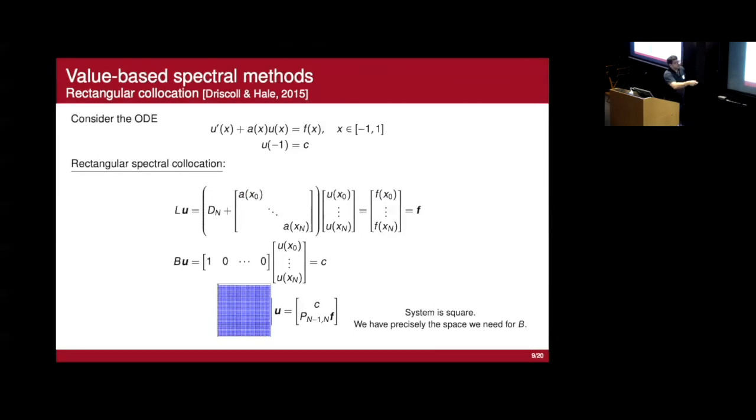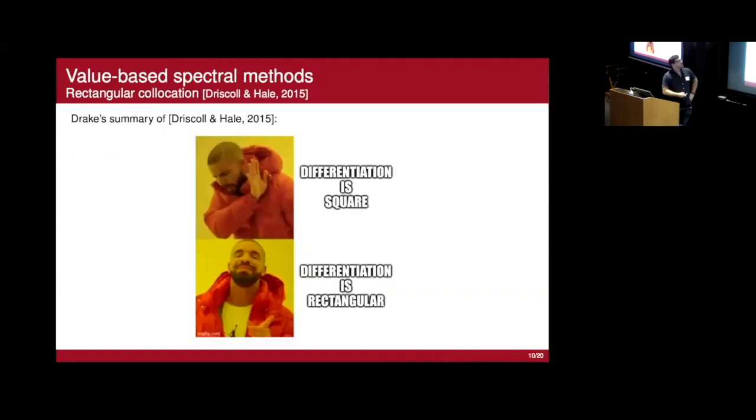And so in practice, this looks like this system with a boundary condition on top and then this differentiation operator on the bottom. This looks like a dense matrix with a row on top corresponding to the boundary condition. And so this is traditional, expected of value-based spectral methods, that you'll get a dense linear system. And so this is my summary of Driscoll-Hale 2015. Differentiation really isn't a square matrix, it's a rectangular matrix if you consider the degree of the polynomials.